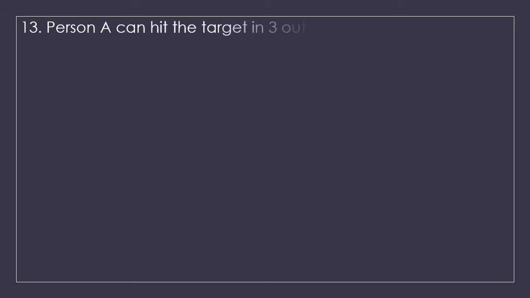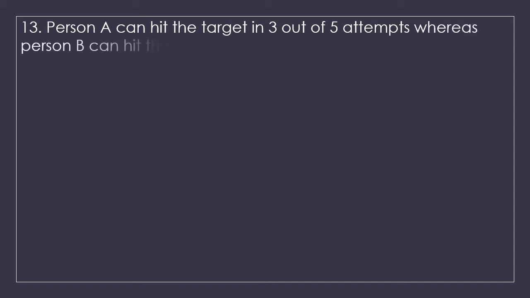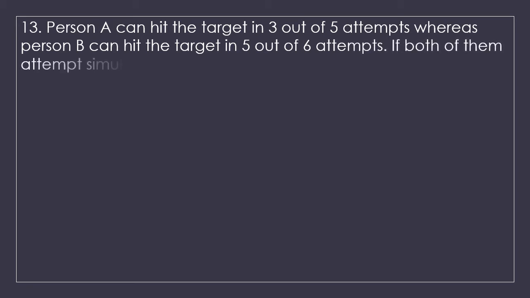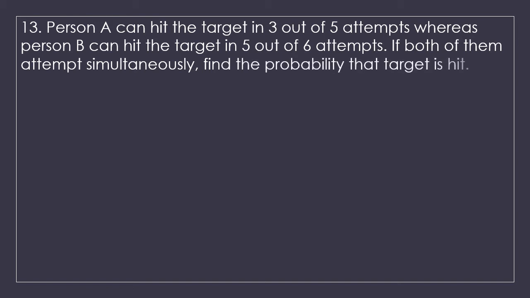Person A can hit the target in 3 out of 5 attempts, whereas person B can hit the target in 5 out of 6 attempts. If both of them attempt simultaneously, find the probability that the target is hit. Not the mosquito hit, the target is hit.